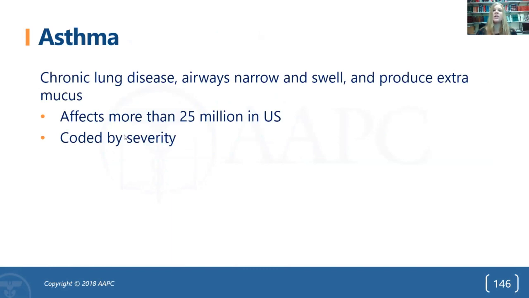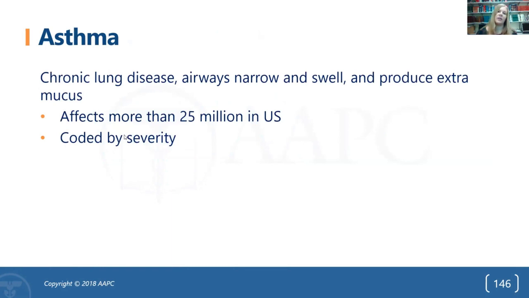Asthma is a chronic lung disease in which the airways narrow and swell and produce extra mucus. It affects more than 25 million Americans. Asthma symptoms include coughing, wheezing, shortness of breath, and chest tightness. Asthma can't be cured, but it can be treated, managed, and controlled.